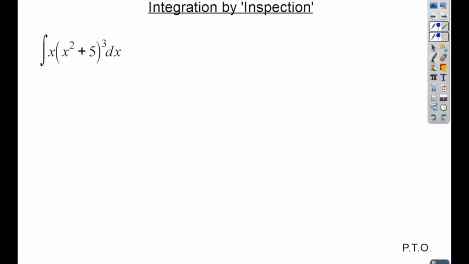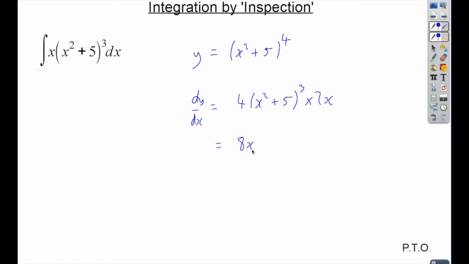So what we're going to do is just go with y equals x squared plus 5 to the power of. Now because we're integrating, we're going to increase the power by 1, so we'll go for the power of 4. Now when we differentiate that, we're going to get dy/dx is equal to 4(x squared plus 5) cubed, and then differentiate the brackets, you get 2x, so that will become 8x(x squared plus 5) cubed. And if you notice, that is very similar to what we've got in the integral.